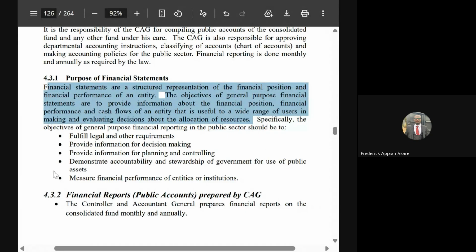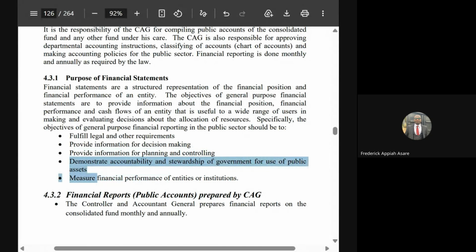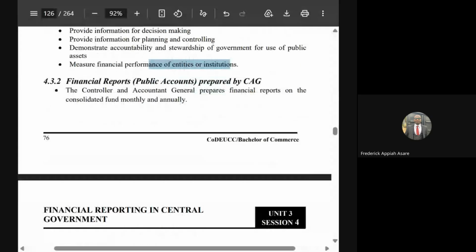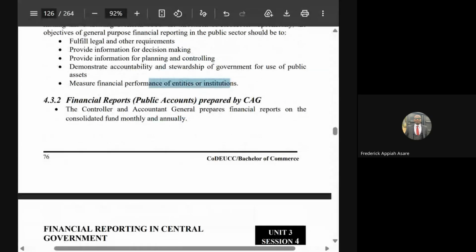So specifically, the objective of the financial statement or financial reporting should be to fulfill the legal and other requirements, provide information for decision making, provide information for planning and controlling, demonstrate accountability and stewardship of government for use of public assets, and measure financial performance of entities or institutions. So this is usually the purpose of the financial statement, the specific ones.